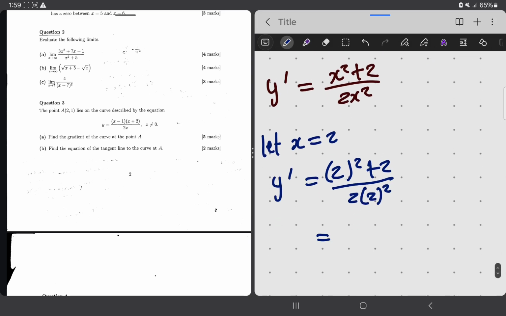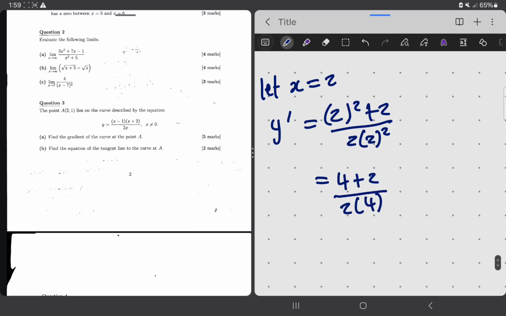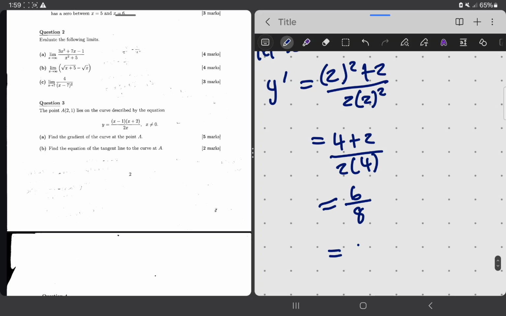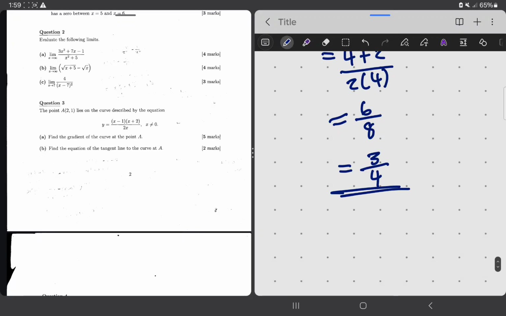Which is going to be, 2 squared is what? 4 plus 2 all over 2 multiplying 2 squared, which is 4. So, excuse me, this is going to be 4 plus 2 is 6 all over 2 times 4 is 8. So it's 6 over 8, which is, 2 into 6 is 3, over 4. This is going to be our gradient. This is going to be the final solution. Then you get all 5 marks. Once they say gradient, once we want to find gradient, we differentiate, then we put the point. Simple, right? Now let's do part B.